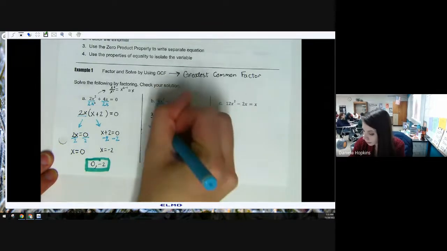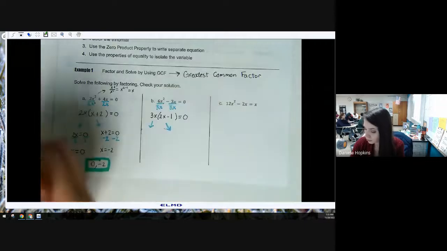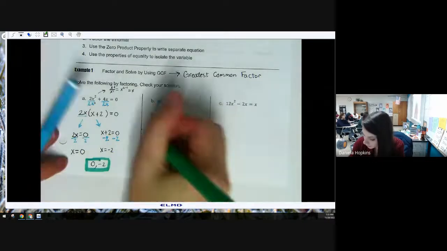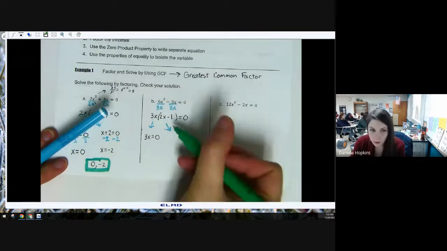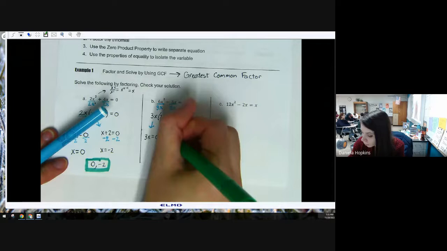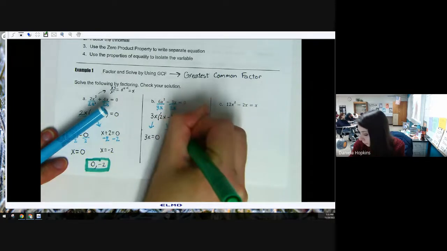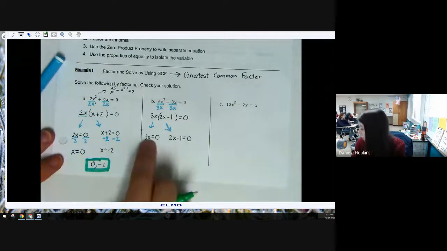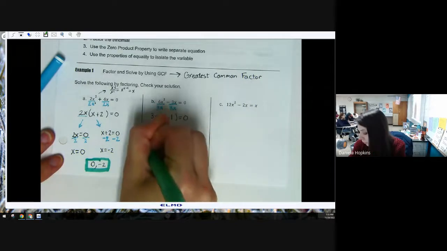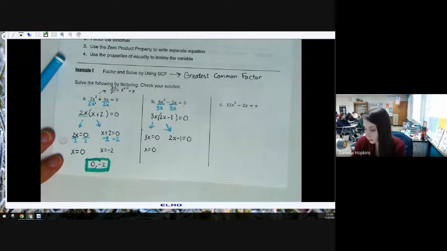So this is that step 3, the zero product property, which says that either the 3x is equal to 0 or the thing it's being multiplied by, this 2x minus 1, is 0. And then we just solve. If you have the coefficient times x, it's always going to end up being x equals 0, because when you divide by anything, that doesn't matter.